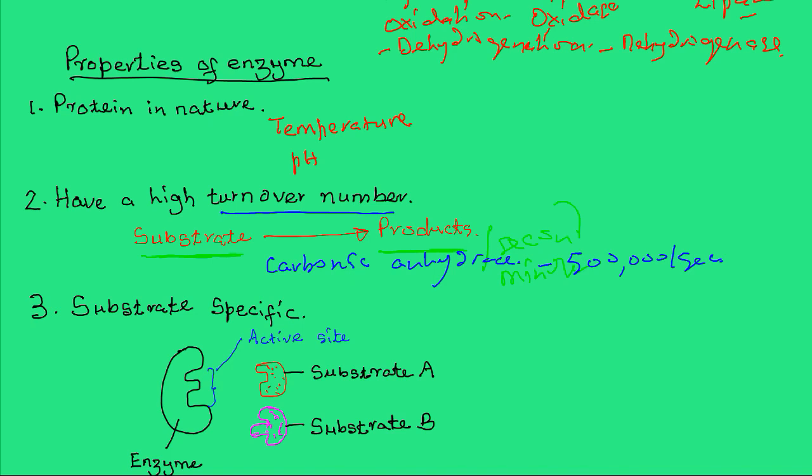Another enzyme, one that is very fast, in fact the fastest of all known enzymes, is known as catalase, found in many living cells. Catalase catalyzes the breakdown of hydrogen peroxide into water and oxygen. Catalase has a turnover of 6 million per second. Very, very high turnover indeed. So enzymes in general have a very high turnover.